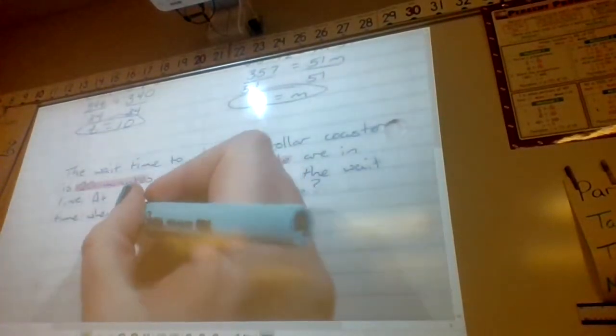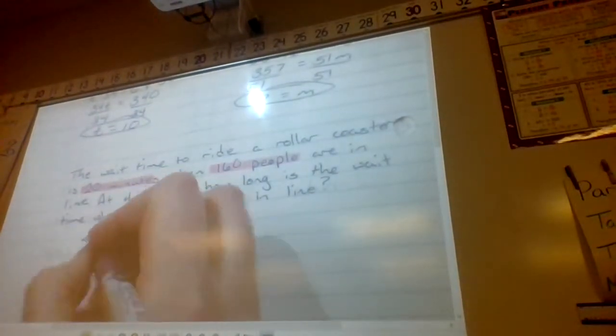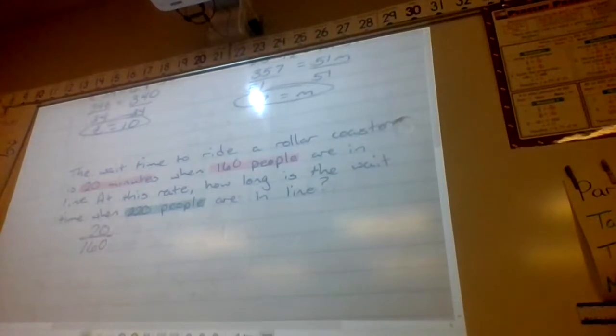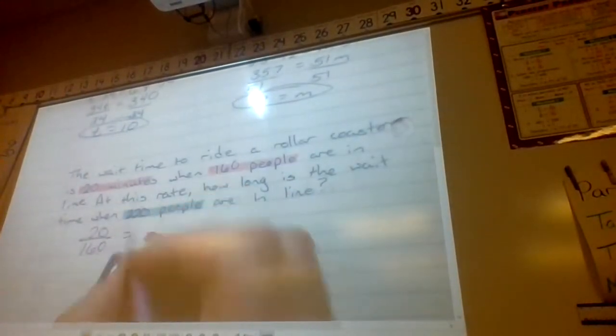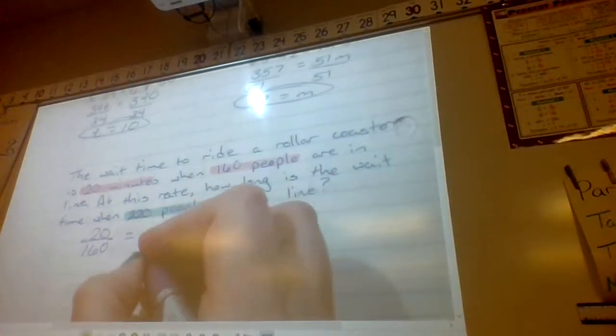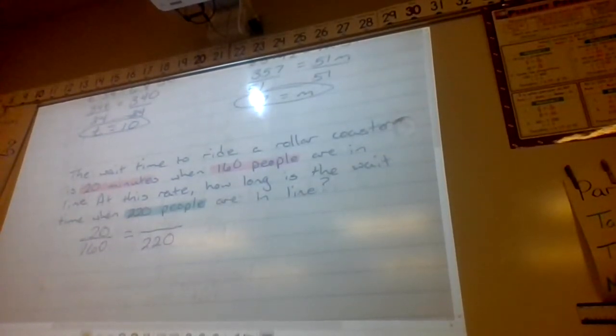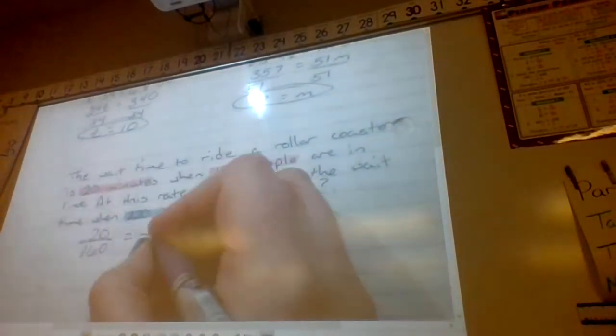220 people. Why do you think I just highlighted those in two different colors? Because those are a fraction, and this one, they create two different ones. So we have 20 minutes and 160 people. Equals, now where does that 220 go? Denominator. Why the denominator? Because the variable is minutes, the people. Pay attention to your labels. I don't know how many students in the past have gotten wrong because they did not label. So what goes in the numerator? M for minutes.